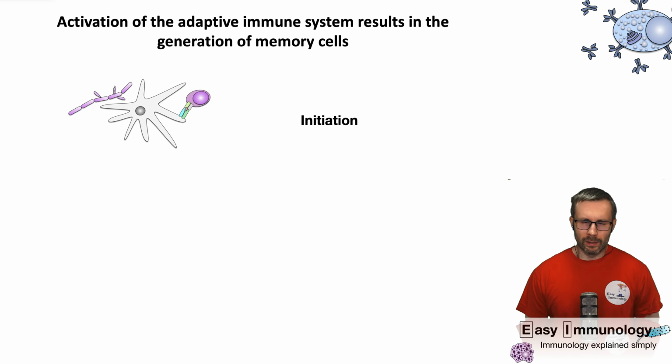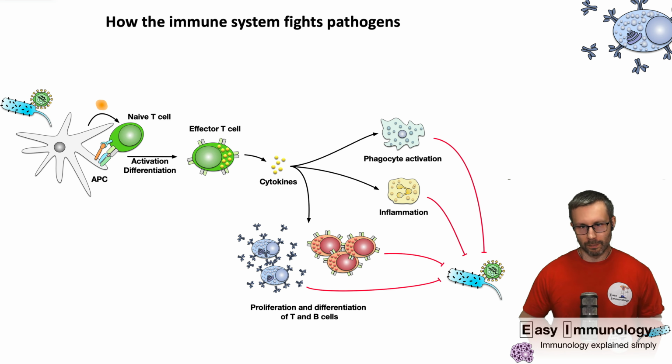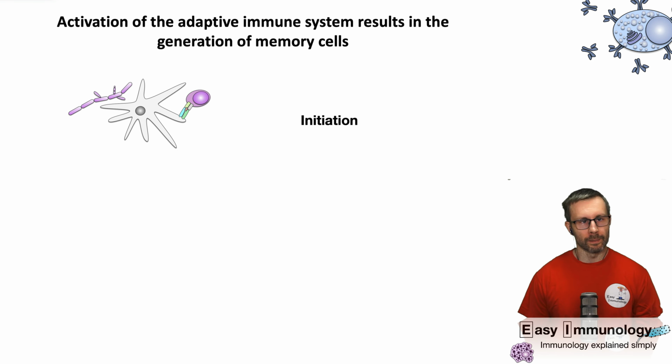There's one more thing we need to look at, and this is the generation of memory, because if it would be like this, every infection would lead to the same reaction, and you would get as sick from the first infection as you would get from the second infection with the same pathogen. But as you maybe know, once you have a pathogen for the first time, you might be very sick, and the second time you are much less sick, or probably even don't realize that you have the disease anymore.